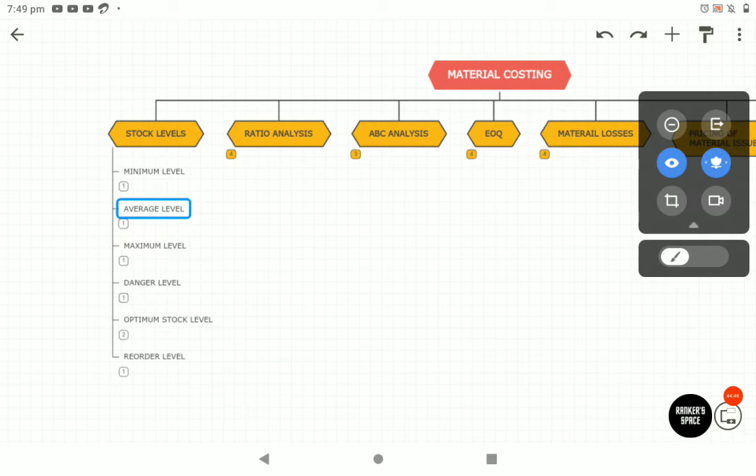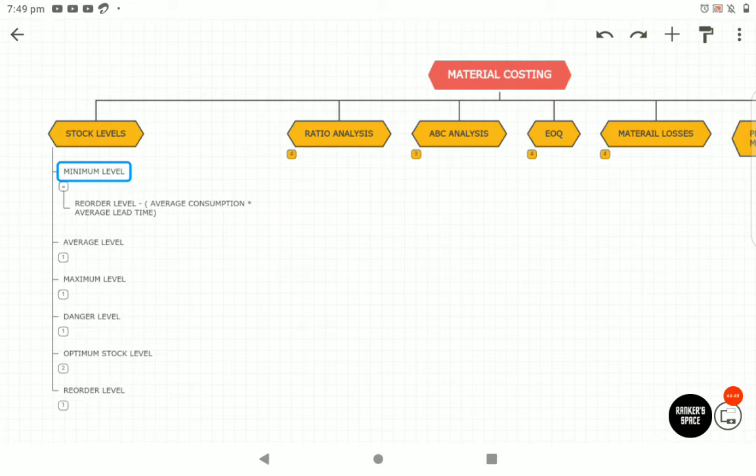Then we went about saying the formulae. So first is minimum level. What is the minimum level formula? Reorder level minus average consumption into average lead time. Minimum, just above that average is there, so remember that. Reorder level minus average consumption into average lead time, minimum average, remember like that.